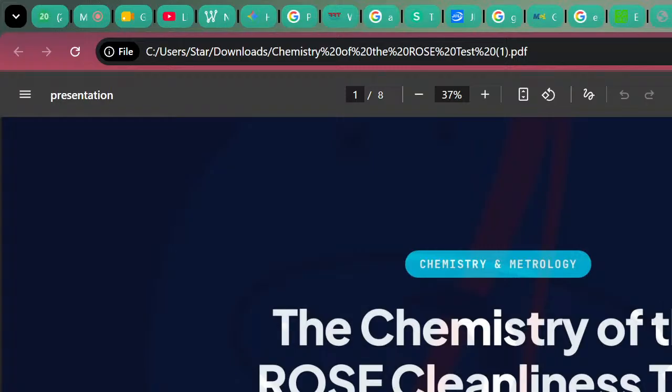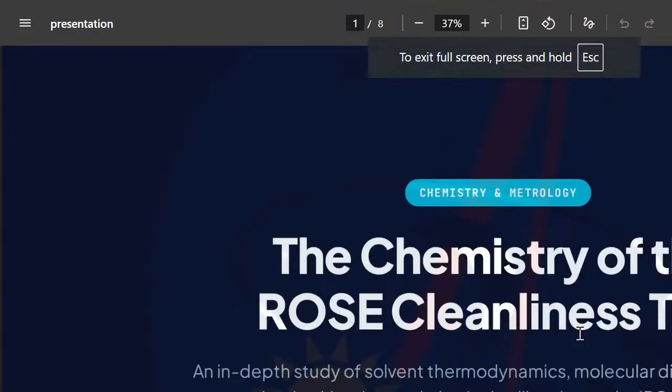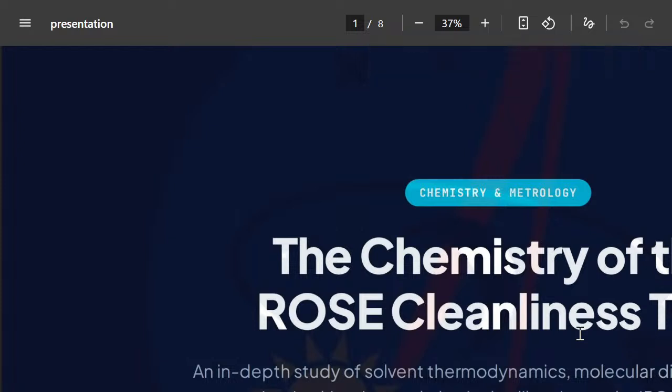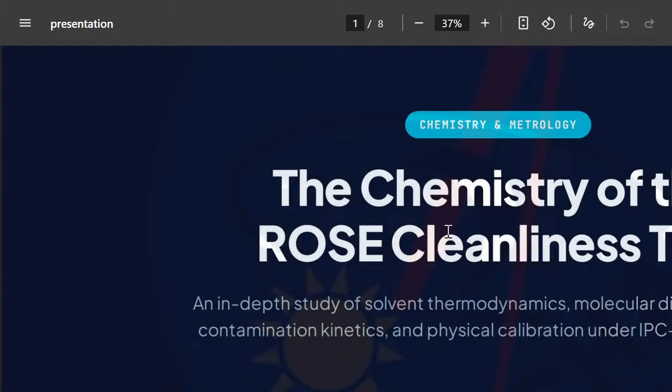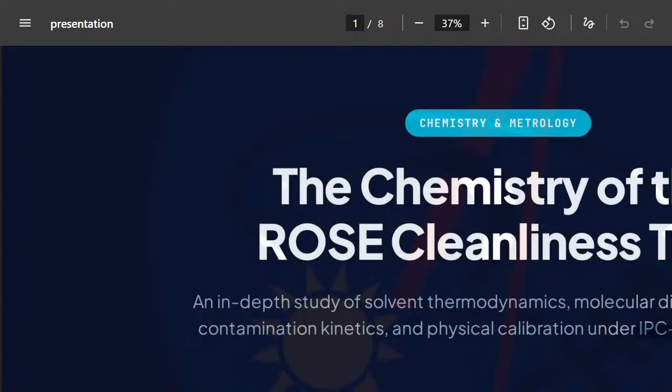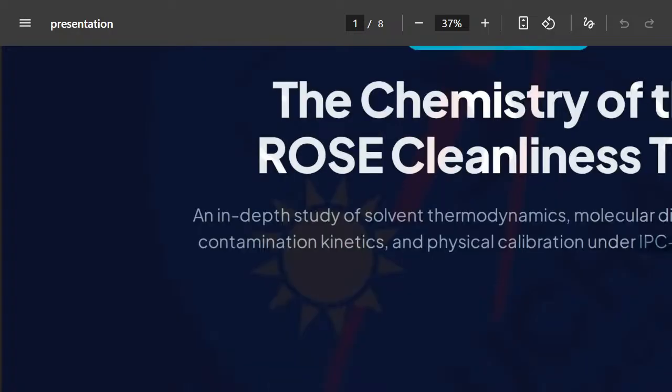So today we are discussing the ROSE test. ROSE is not a flower. ROSE means resistivity of solvent extraction. The main objective and principle of this test is to determine cleanliness. It is also called the ROSE cleanliness test. The ROSE test is defined in IPC TM-650. This is one specification, one documentation where different tests are documented. If you are interested, you can go into IPC TM-650 and find more information over there.